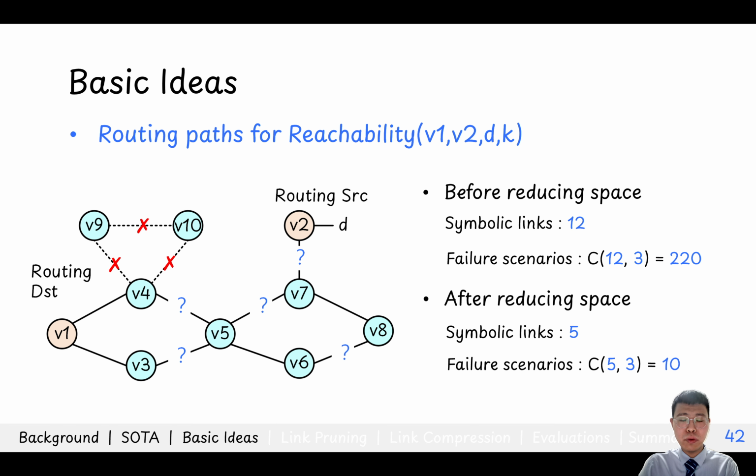To this end, with this simple idea: before reducing the link space, the link space has 12 links, and the failure scenarios are 220. After reducing the link space, the failure scenarios become 10, a reduction of about 20 times.